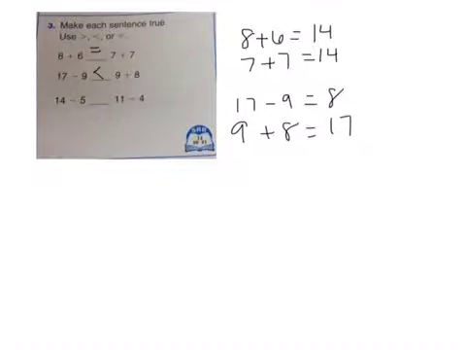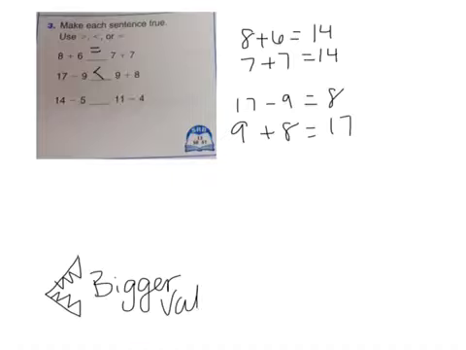And one way that we can look at these signs to make sure that they make sense to us is thinking about them as an alligator or an animal or a Pac-Man. And this is always going to eat the bigger value. And that can go in either direction.